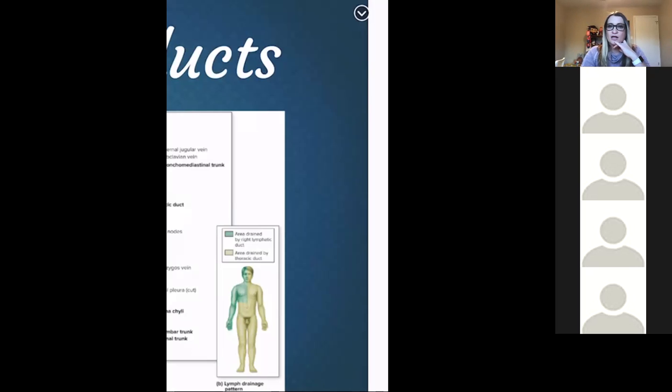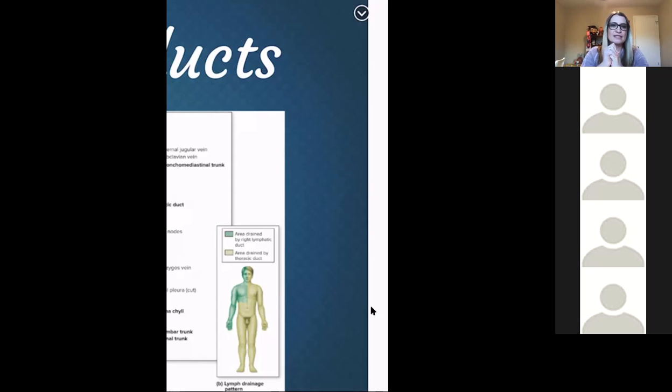So for these ducts, make sure that you can tell me what is drained by which duct. I will definitely have a question on the exam like that, like, okay, the left arm is drained by which duct? And you would be like, oh, it's the thoracic duct, right? So know what is drained by what for sure, as far as the ducts go. And just in general, know those trunks as well, okay?